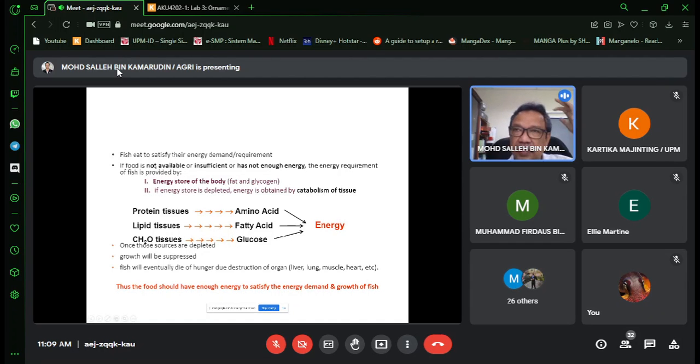Again, tadi saya dah cerita fish dia eat to satisfy their energy demand. Dia akan berhenti makan bila dah cukup energy. That's why kalau energinya terlalu tinggi dalam makanan tapi proteinnya rendah, nanti dia makin tak dapat makanan protein yang cukup. Requirement dia akan kurang sebab dia makan kenyang je dia berhenti. Energy dah cukup dia berhenti. So protein kadang-kadang terlalu rendah, tidak optimum for that fish dan the fish pun tak grow dengan lebih baik.